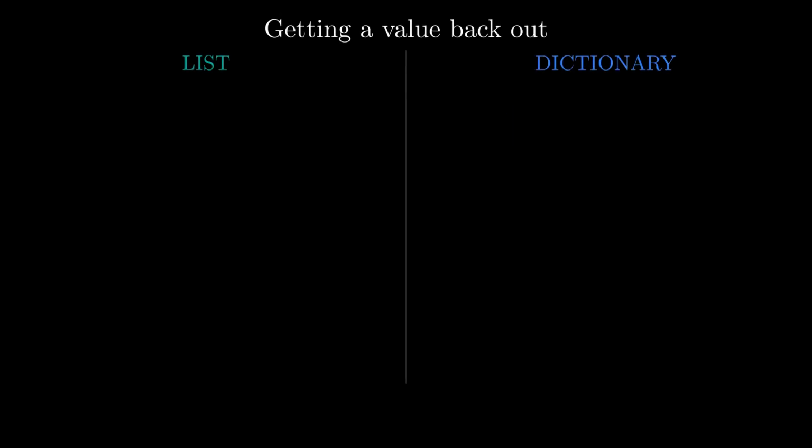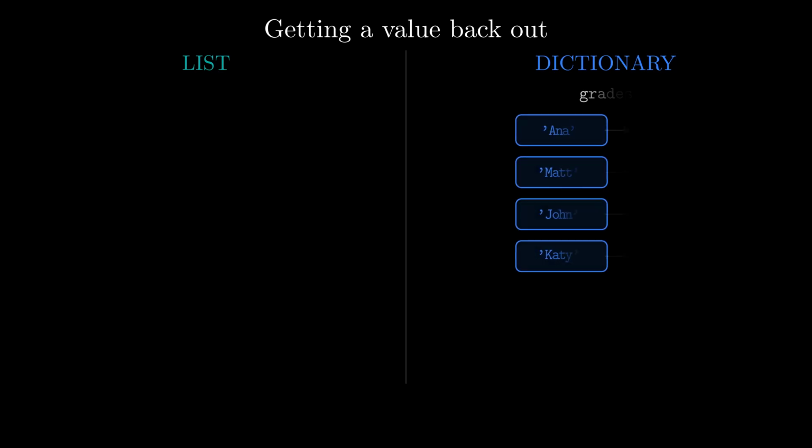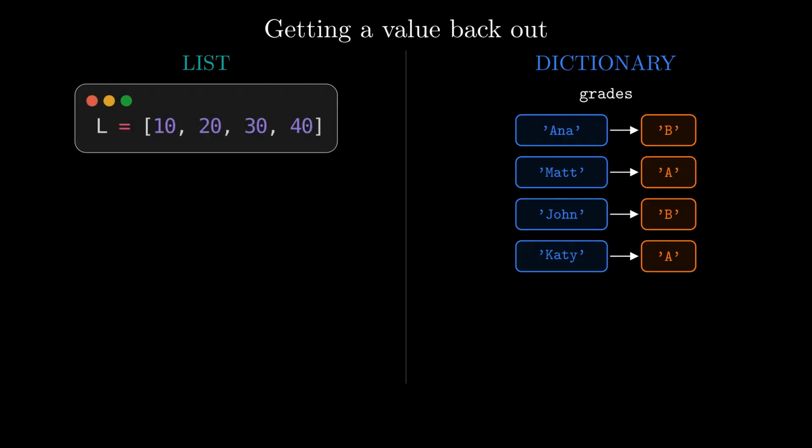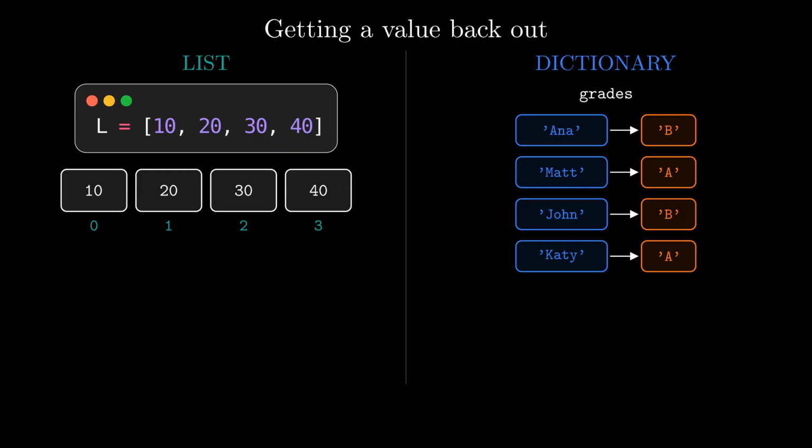Now the payoff, getting a value back out. Because a key is just a custom index, we look one up almost exactly the way we index a list. With a list L holding 10, 20, 30, and 40, to fetch the element at position 3, we write L, followed by 3 in square brackets, and that expression becomes 40.